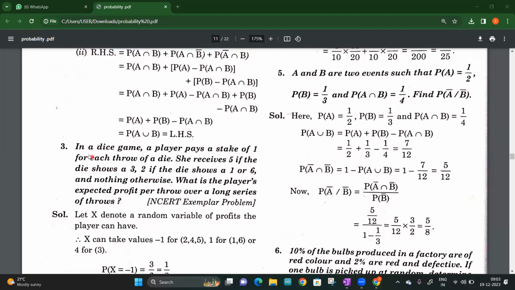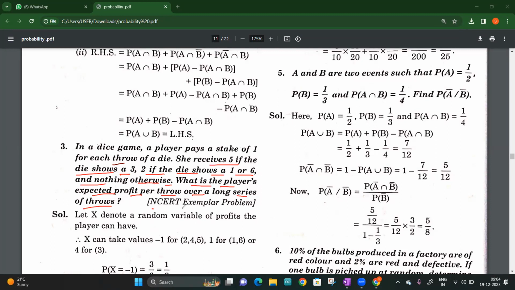Okay, next, third question. In a dice game, a player pays a stake of one rupee for each throw of a die. She receives five rupees if the die shows a 3, two rupees if the die shows a 1 or 6, and nothing otherwise. What is the player's expected profit per throw over a long series of throws?